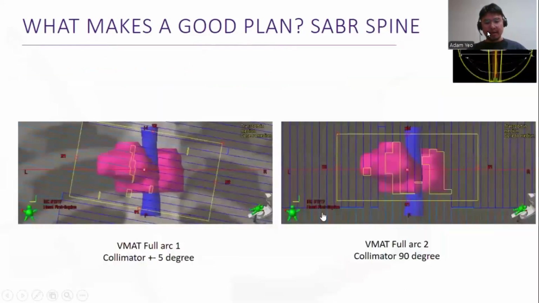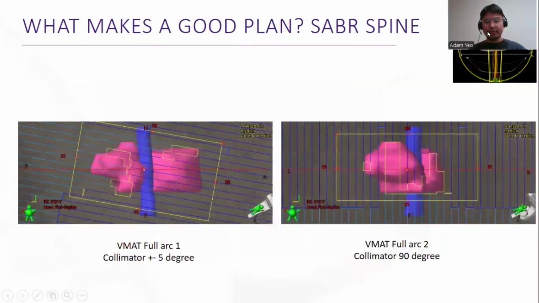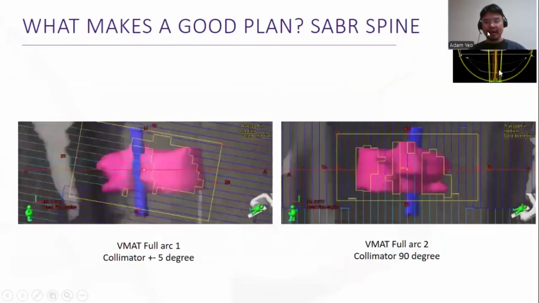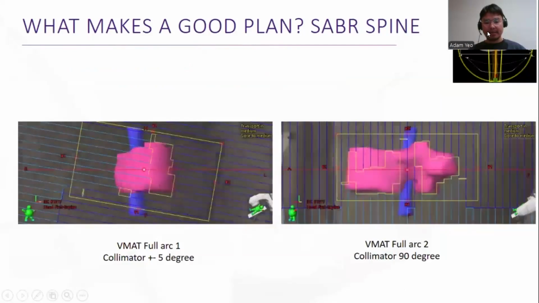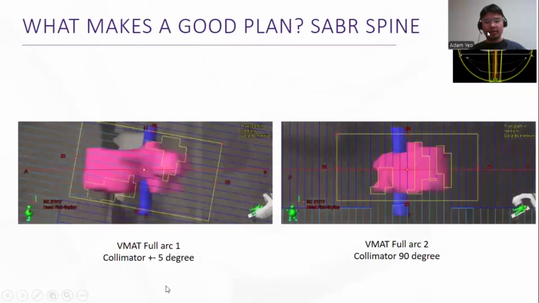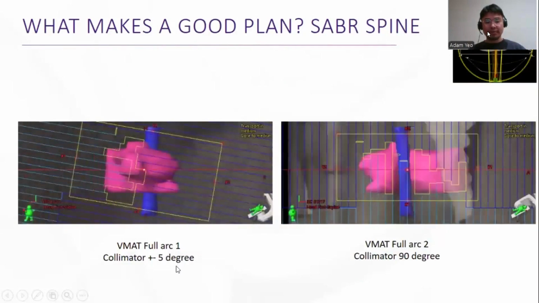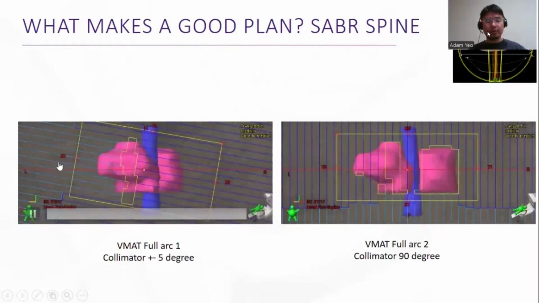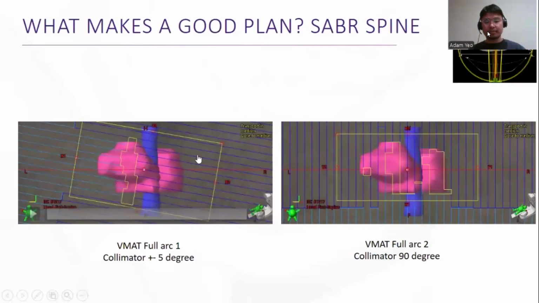And the SABR spine demands the highest complexity given the nature of the geometry. And we typically, even if we don't need many arcs, with two full arcs can make a decent plan with a combination of the collimator around plus or minus 5 degrees from zero. We don't use zero because we don't want to accumulate the interleaf leakage in a single plane.